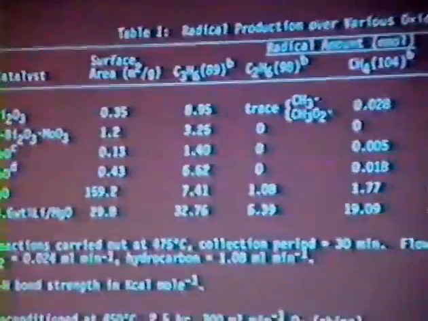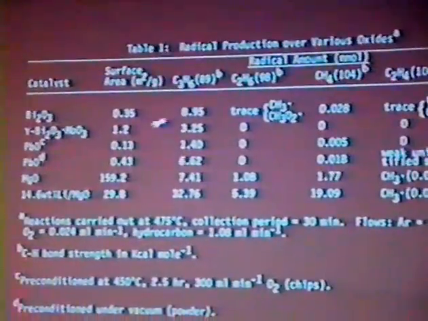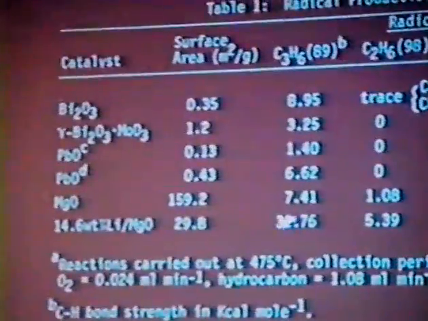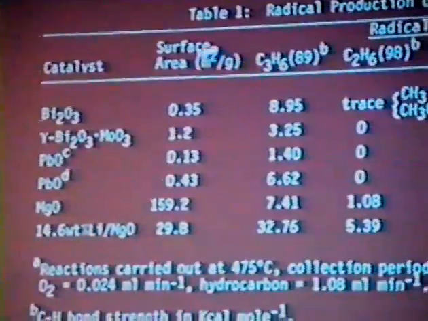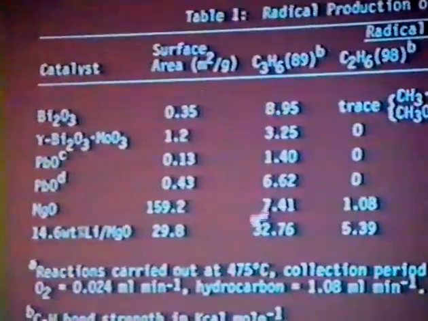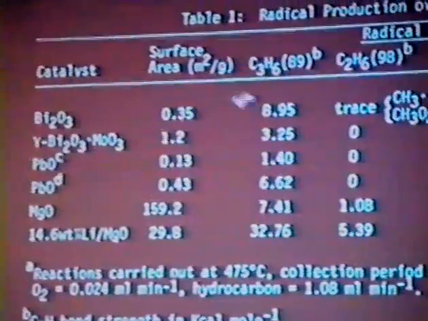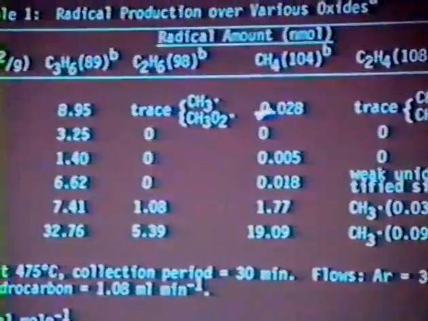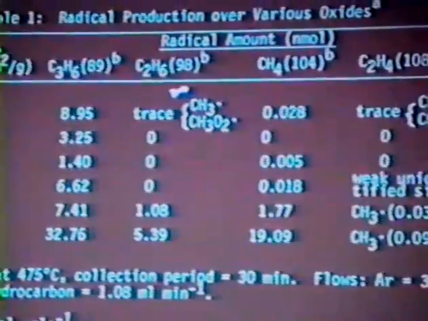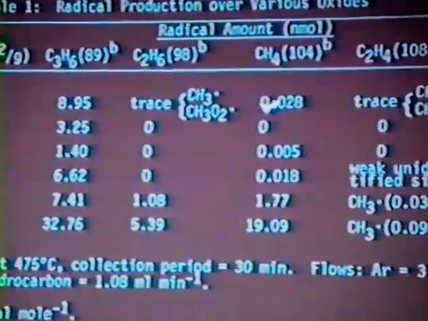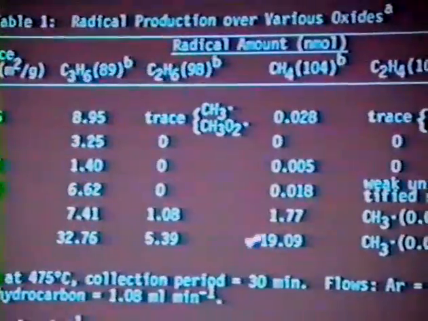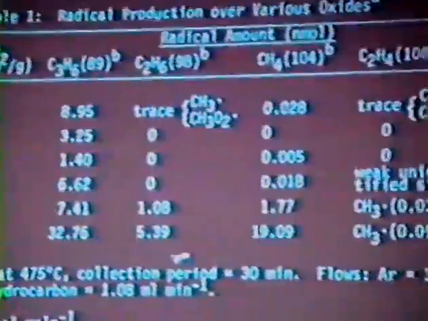And you can see immediately that bismuth oxide and lithium mag oxide are able to generate allyl radicals rather well from propylene. But when we turn to methane, bismuth oxide has a very difficult time in attacking the methane and generating the methyl radical, whereas the lithium-promoted mag oxide is very effective in generating the methyl radicals.